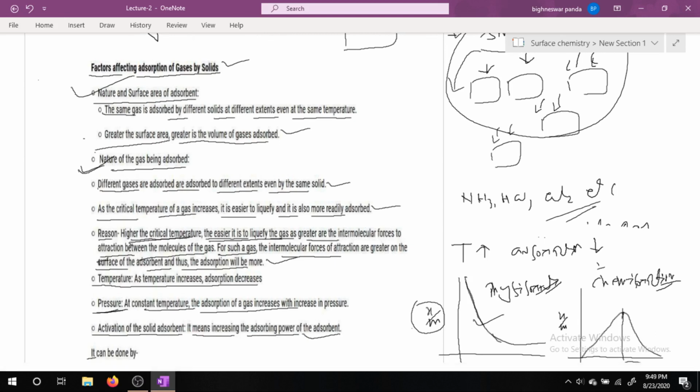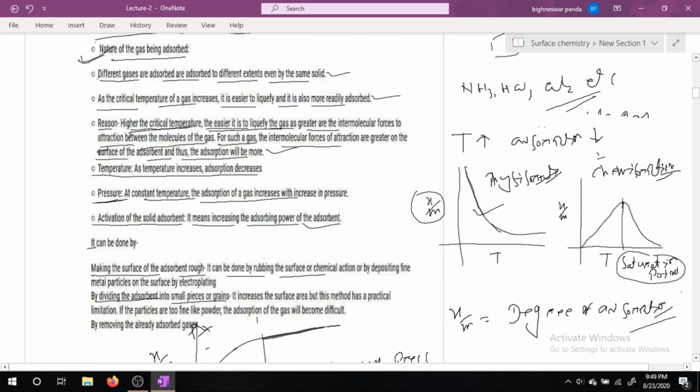Why? The most important point: the higher the critical temperature, the more easily the gas can be liquefied, because there is more intermolecular force of attraction between the gas molecules. That is the nature of the gas.